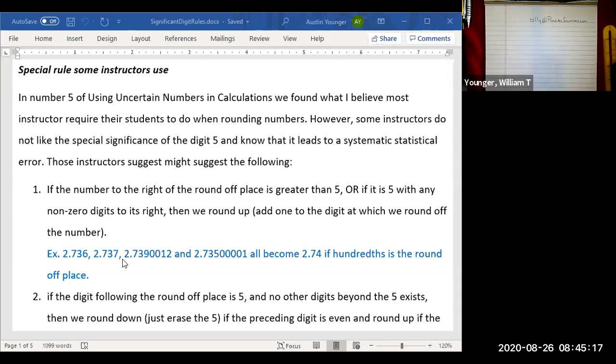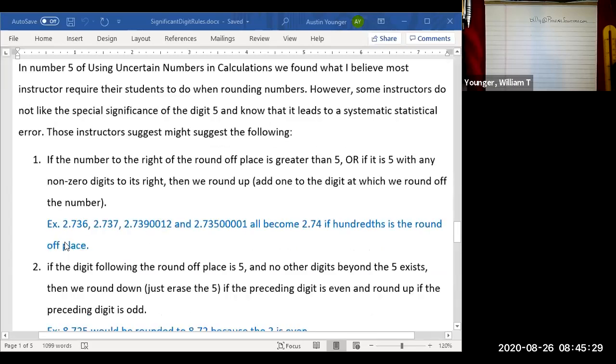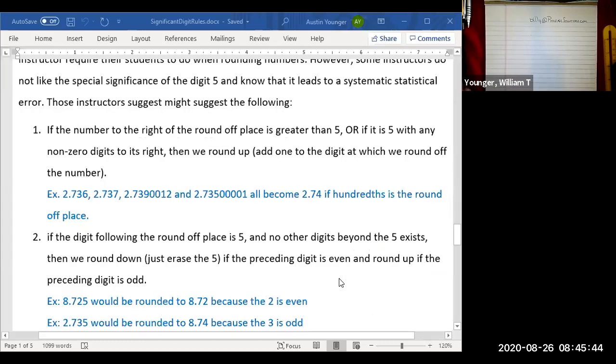That makes sense because the number 5 is not just the number 5, it's 5 with a bunch of stuff after it, or it's larger than 5. That's the key thing. So that's why you're rounding up. If the digit following the round off place is 5 and no other digits beyond the 5 exist, we round down, just erase the 5 if the preceding digit is even, and round up if the preceding digit is odd. So it puts that extra randomness in it by whether the preceding digit is odd or even. We're going to round up or round down.